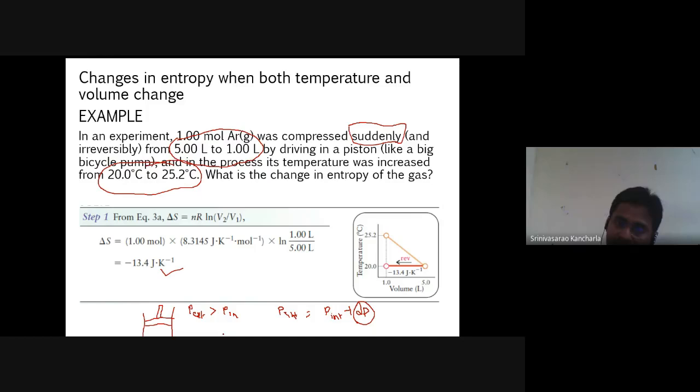So when you do this 5 liter to 1 liter compression with a very infinitesimal change in the pressure, you are maintaining the system at every point in mechanical equilibrium with the surroundings. In that case, you will not experience any change in temperature. Your temperature will be maintained. That is how, when we discuss the work done in a reversible process, it is always higher because there is less loss of energy. Here, there is a change in energy.